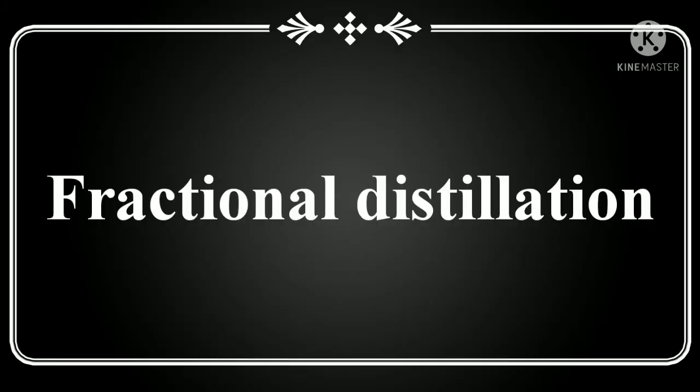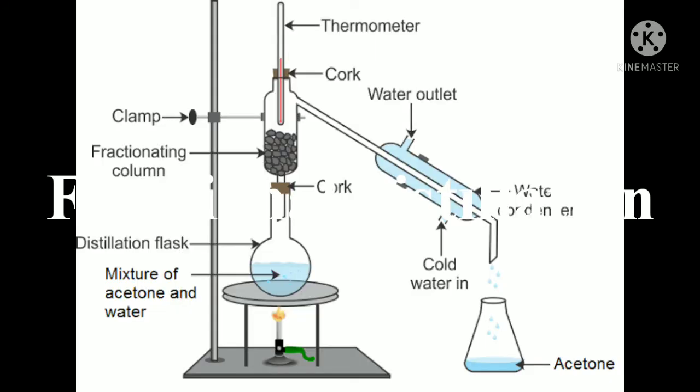So let's see what fractional distillation is. In fractional distillation, the same distillation flask will be there. We are taking acetone and water here, both are a liquid mixture. One clamp is there, a fractionating column is there, and a thermometer and cork are also there. The same Liebig's condenser is there, where the water condenser will have water in and out.